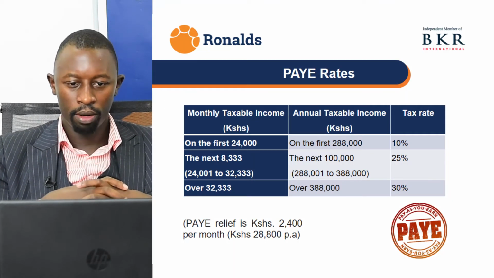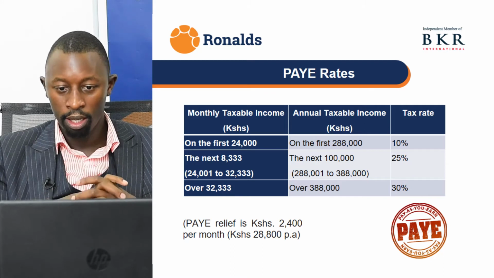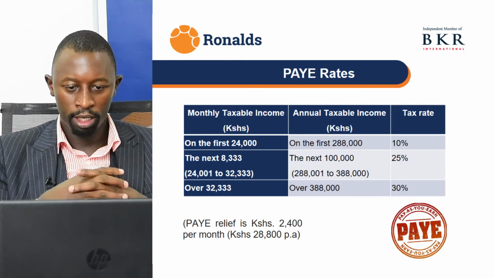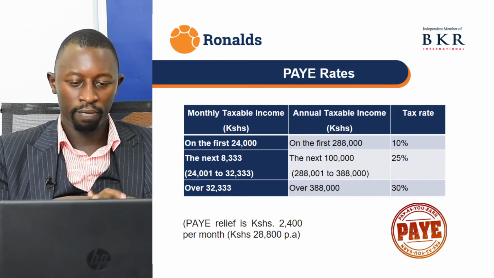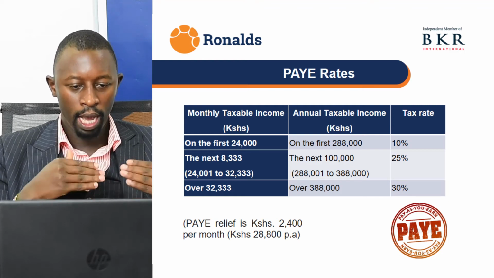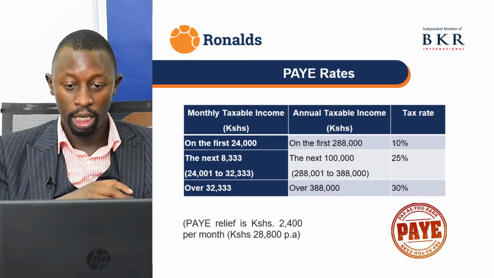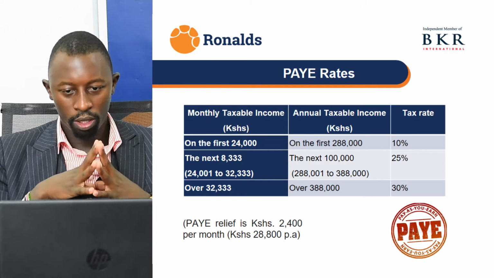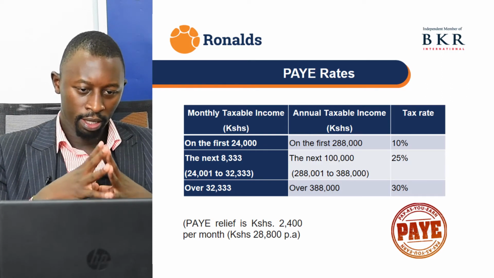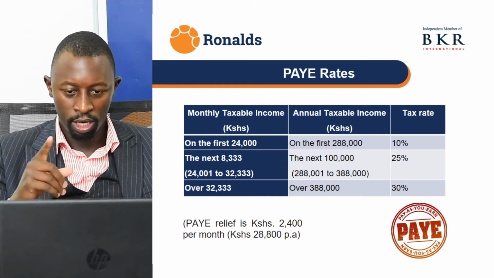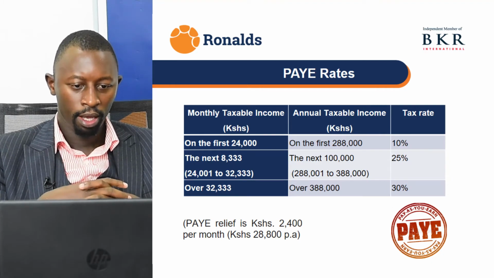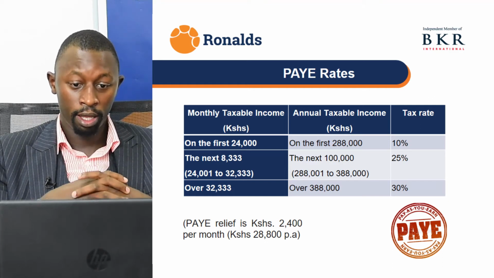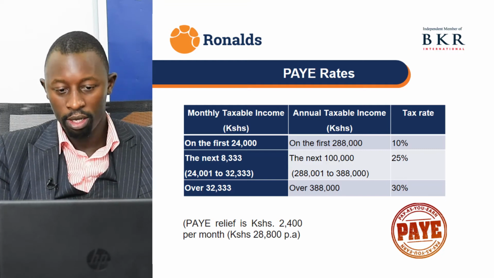PAYE rates: normally PAYE is deducted on a graduated scale between 10% and 30%. Currently the rates in place say that if somebody earns under 24,000, that income is actually exempt from taxation. But if you earn, let's say 50,000, the first 24,000 will be subject to tax at 10%. And then the next 8,333 will be subject to tax at 25%, sorry. And then any income above that, 2,333, will be subject to tax at a flat rate of 30%.